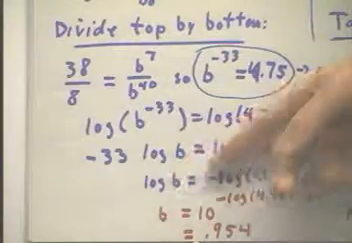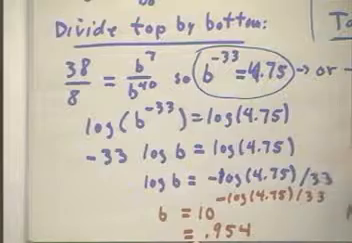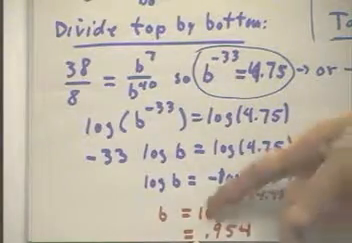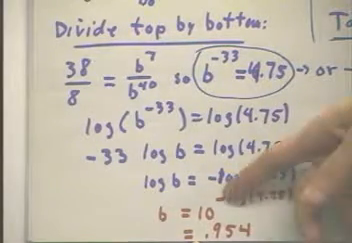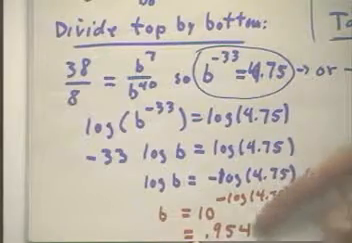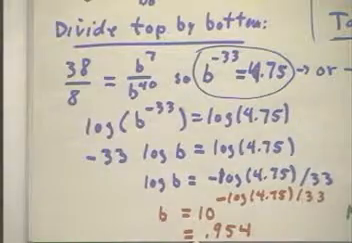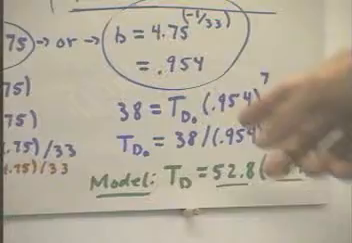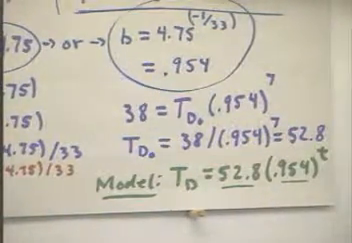And then we use the inverse function property. If the log of b equals something, then b equals 10 raised to that thing, so this becomes the power: 10 to the negative log 4.75 over 33. This is just a number that we can calculate, and we get 0.954, in agreement with what we got over here, and that's certainly not going to affect anything from this stage on. So there are two ways to get to 0.954, neither one of them particularly difficult.